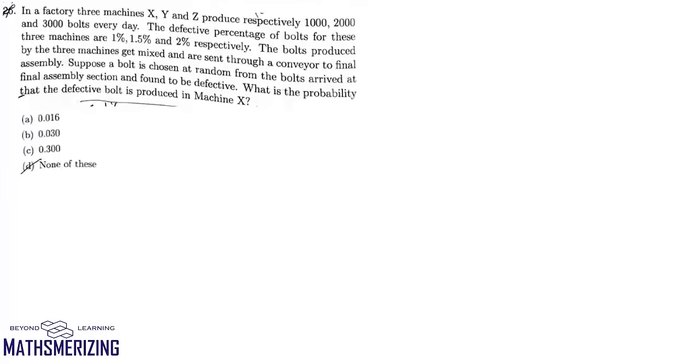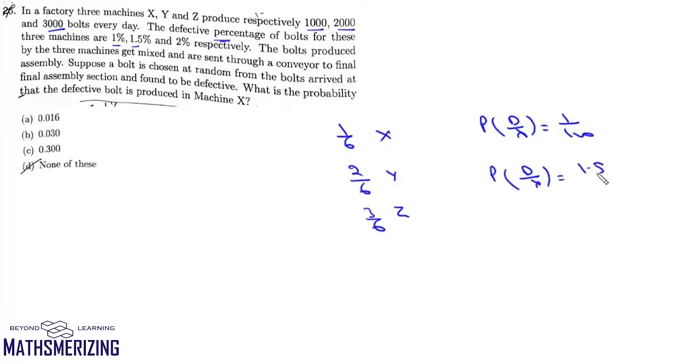Now question number 26 is: in a factory there are 3 machines X, Y and Z, and they produce 1000, 2000 and 3000 bolts every day. Now the probability that a bolt is manufactured by X is 1000 by 6000, so it will be 1 by 6, Y is 2 by 6 and Z is 3 by 6. Now the defective percentages of each of these machines are 1, 1.5 and 2. So the probability of getting a defective from X is 1 by 100, from Y it is 1.5 by 100, and from Z it is 2 by 100.